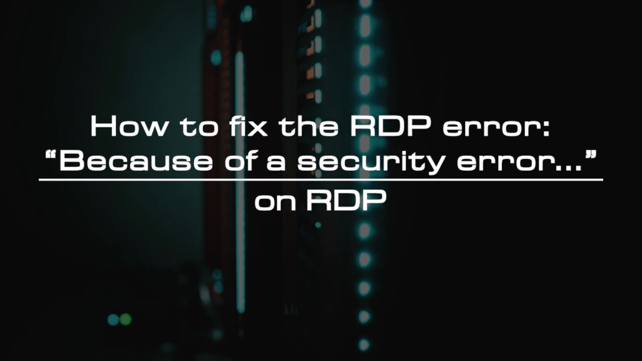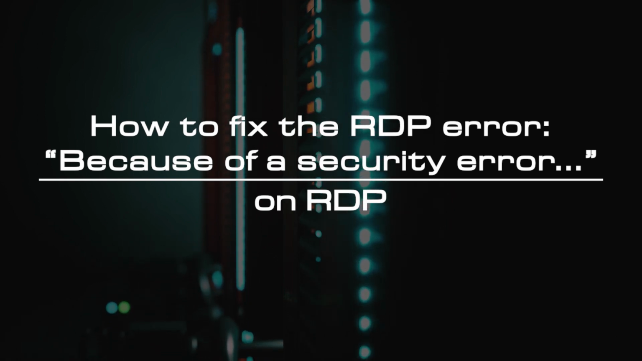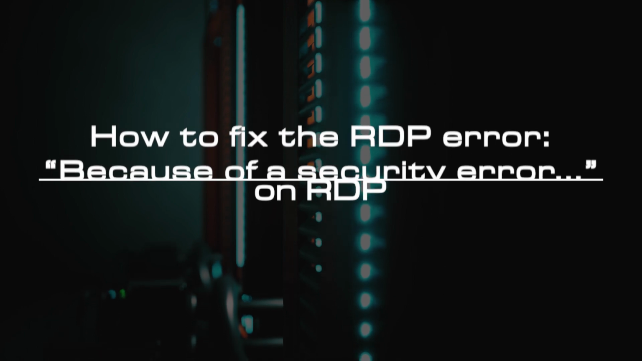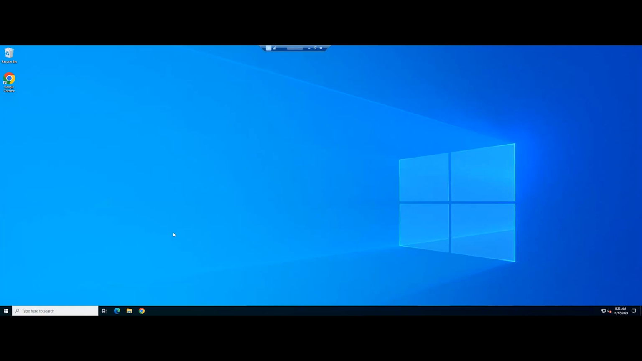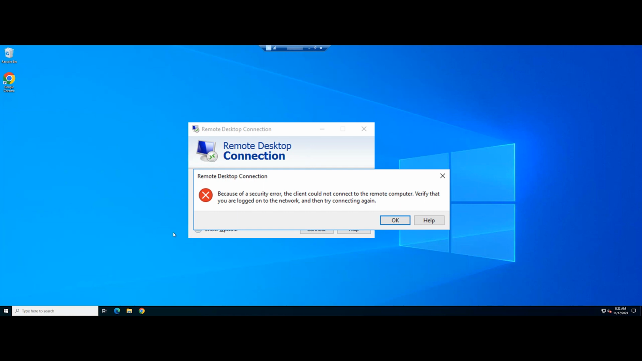Today, we will show you how to fix the RDP error, because of a security error, on RDP. The user's RDP may sometimes encounter the following error: because of a security error, the client could not connect to the remote computer. In this video, we will show you some solutions to fix this error.